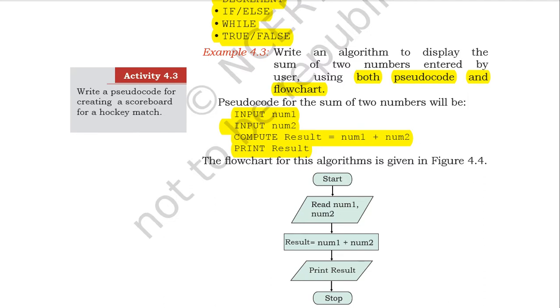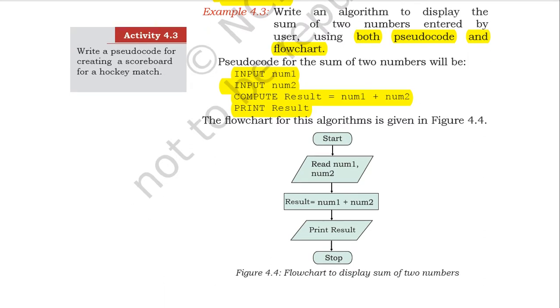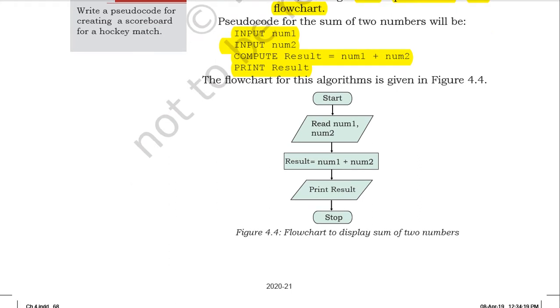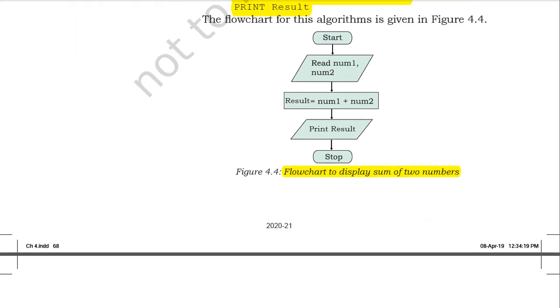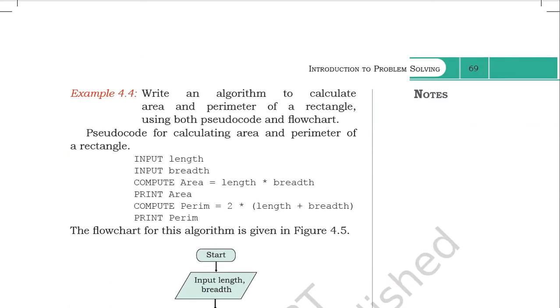But the flowchart for this algorithm is given like this. We have already discussed flowchart in the previous part of chapter number 4. Please go through the details there. For the flowchart, you have to draw like this: first the start button, then read num1 and num2, then result equals num1 plus num2, then print result and stop. This is the flowchart to display the sum of two numbers. Please go through it. This is a very easy part. I think there is no problem.